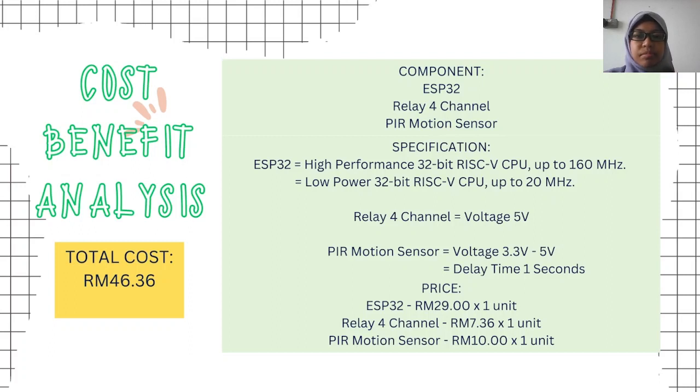For the price, the ESP32 is 29 ringgit per unit, the relay per channel is 7 ringgit 36 per unit, and the PIR passive infrared sensor is 10 ringgit per unit. So the total cost is RM 46 ringgit 36.